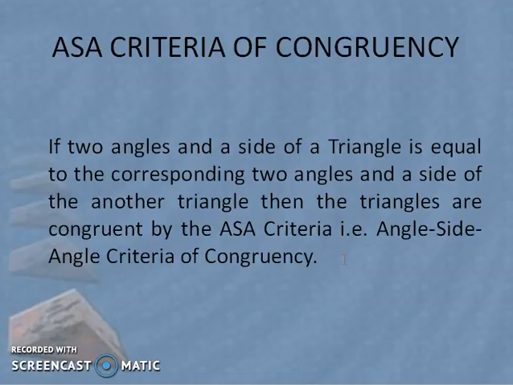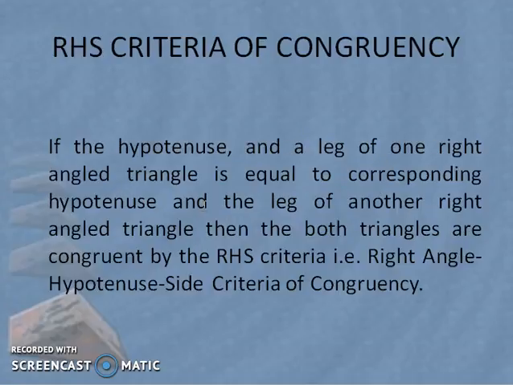And the next one is the ASA criteria of congruency. If two angles and a side of a triangle are equal to the corresponding two angles and the side of another triangle, then the triangles are congruent by the ASA criteria, which is the angle-side-angle criteria of congruency.